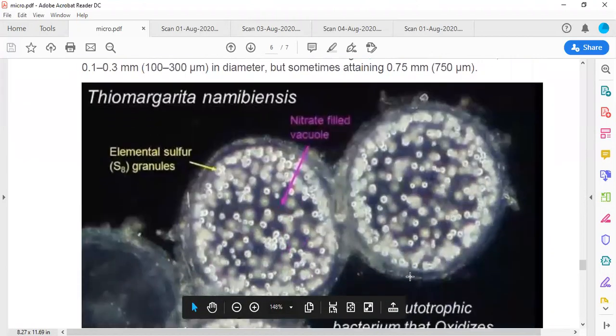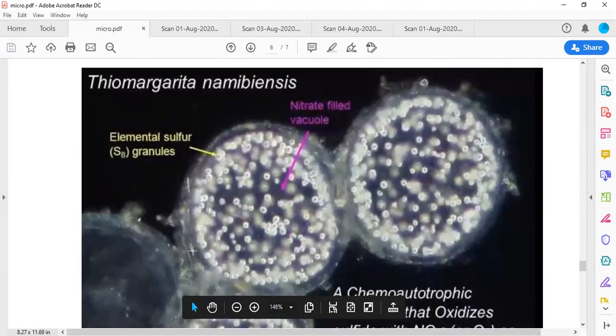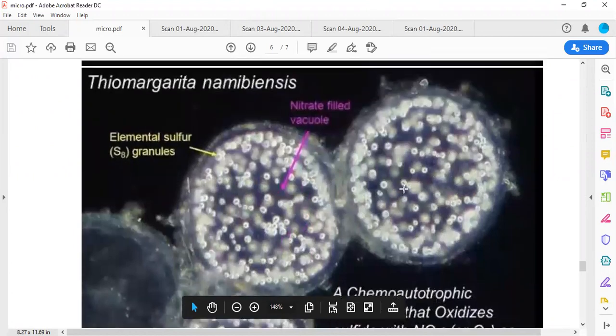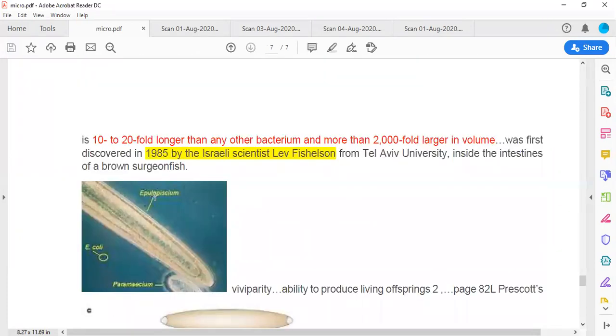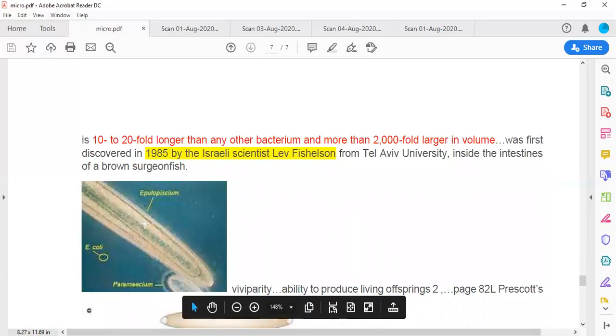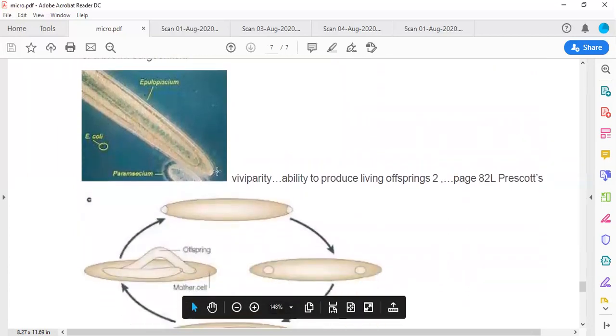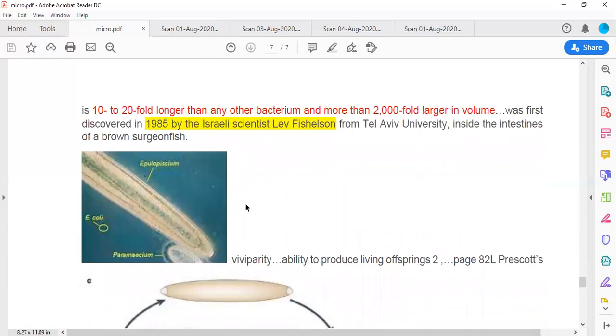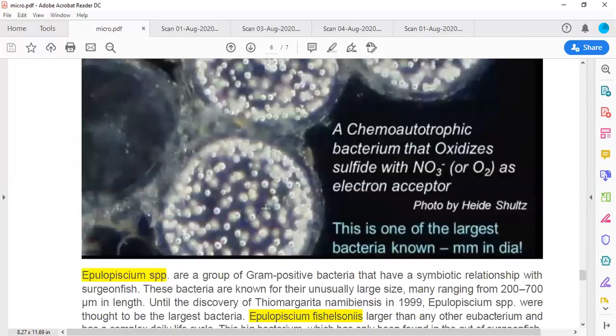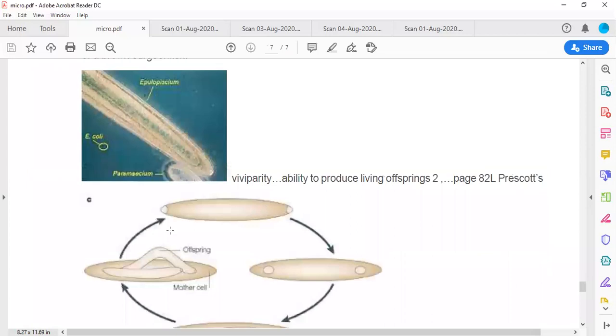Okay, because two were absent from yesterday's class, we discussed there are two big bacteria found in nature. One is Thiomargarita namibiensis, which is the largest. Earlier it was thought that Epulopiscium fishelsoni was the largest, but actually this is the second largest bacteria on Earth. This Epulopiscium fishelsoni has a cucumber-like shape, whereas Thiomargarita namibiensis has a round shape. So this is Thiomargarita, and this is Epulopiscium.